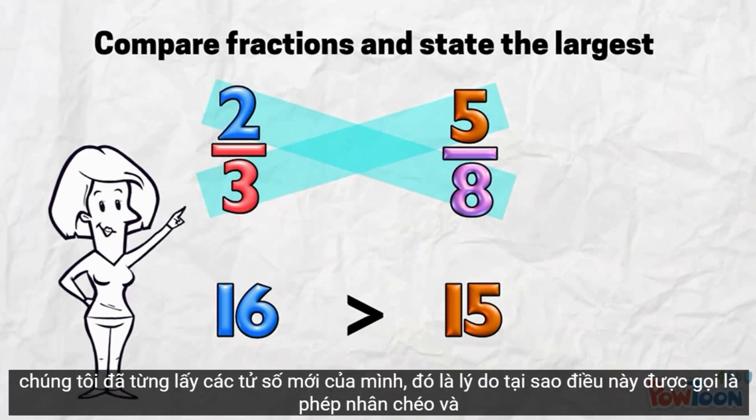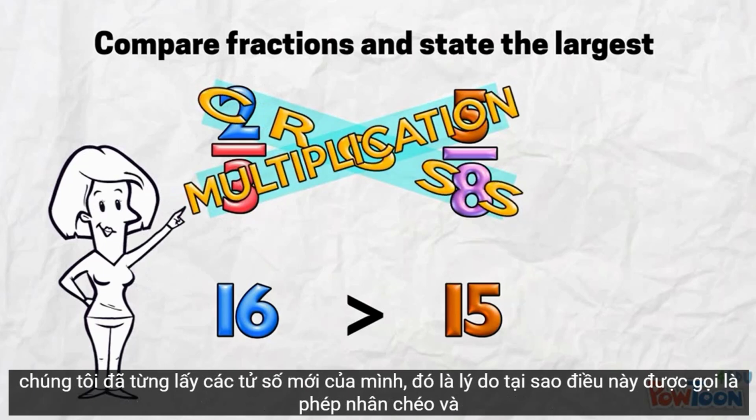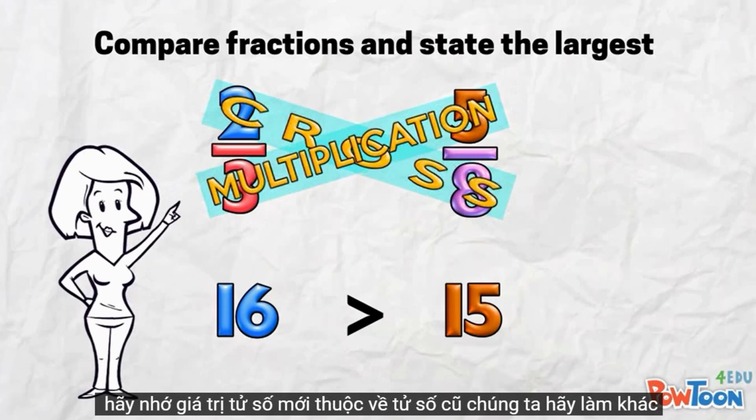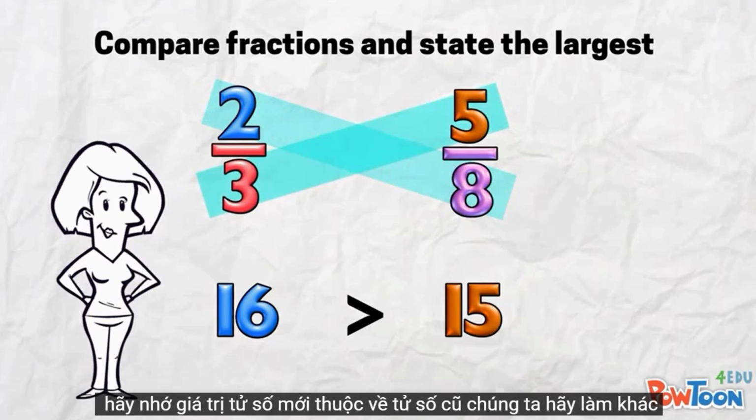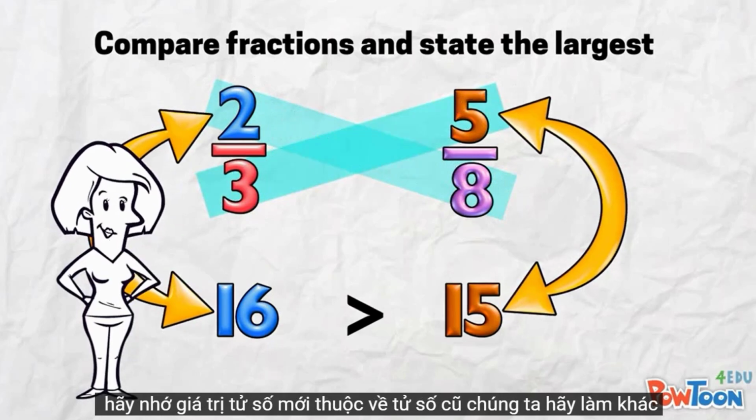This cross pattern we used to get our new numerators is why this is called cross multiplication. And remember, the new numerator value belongs under the old numerator.